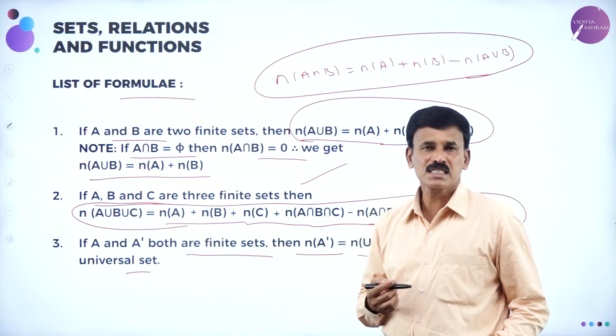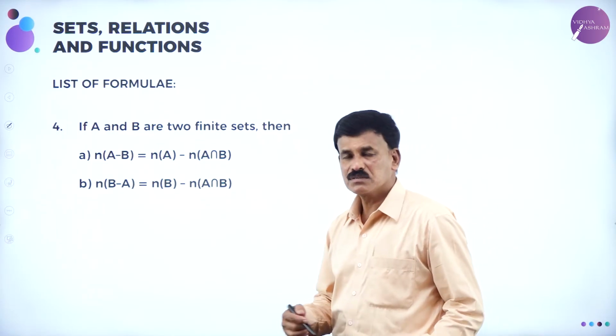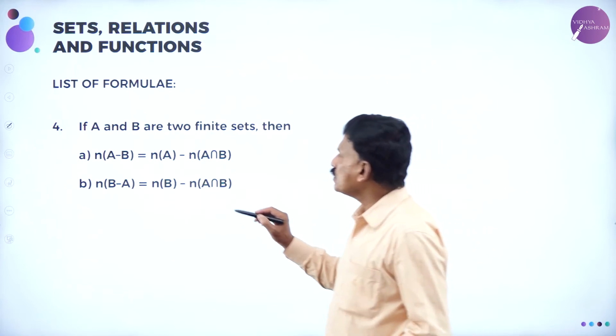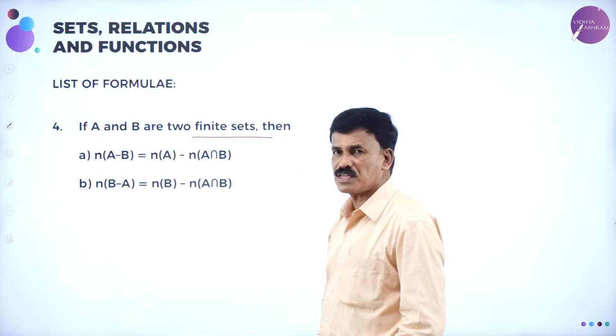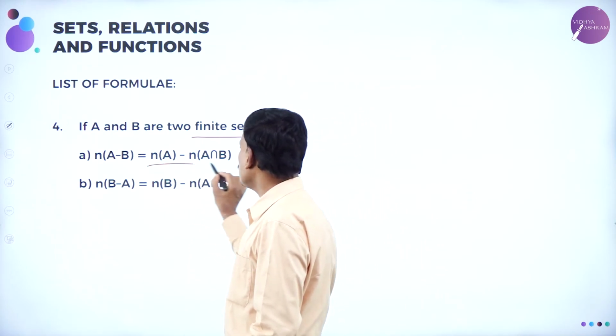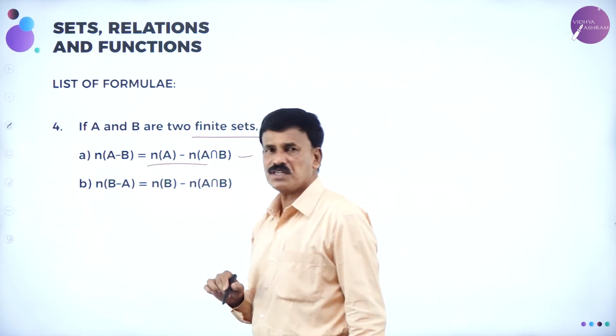Based on this, let us take a simple problem. Before that, let me take one more property. Now, if A and B are any two finite sets, the difference n of A minus B is equal to n of A minus n of A intersection B.